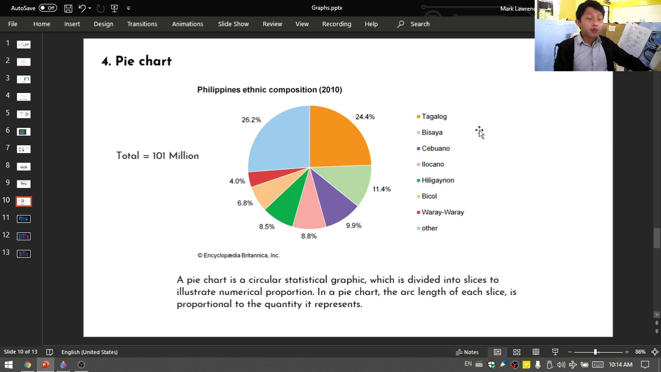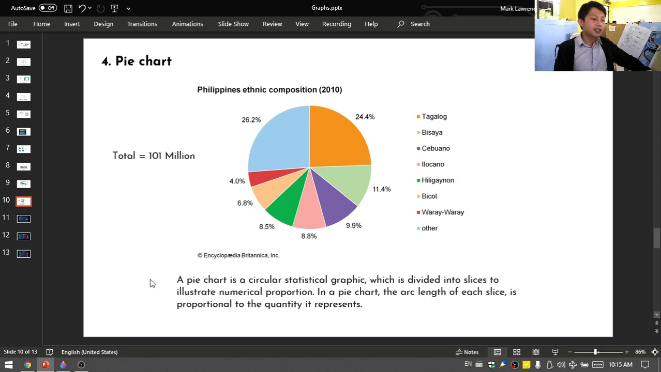While 34.4% are the Tagalog, the ones in Luzon, in Central Luzon. So, Bisaya, 11.4%. So, the third one is Cebuano. So, Cebuano is 9.98%. So, if you're going to get the exact value of how many Cebuano there are, just multiply 9.9% by 101 million. So that's how we do it.